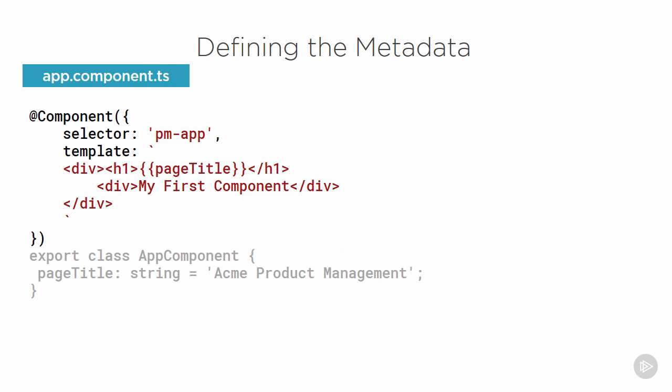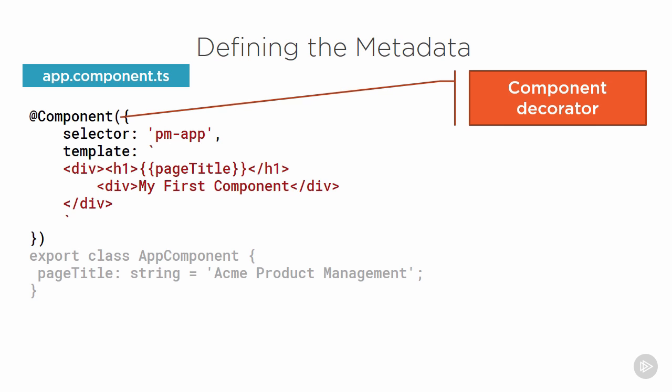We apply a decorator by positioning it immediately in front of the feature we are decorating. When decorating a class, as in this example, we define the decorator immediately above the class signature. Notice that there is no semicolon here. This syntax is similar to attributes used in other programming languages. We use the @Component decorator to identify the class as a component. Since the decorator is a function, we always add parentheses.